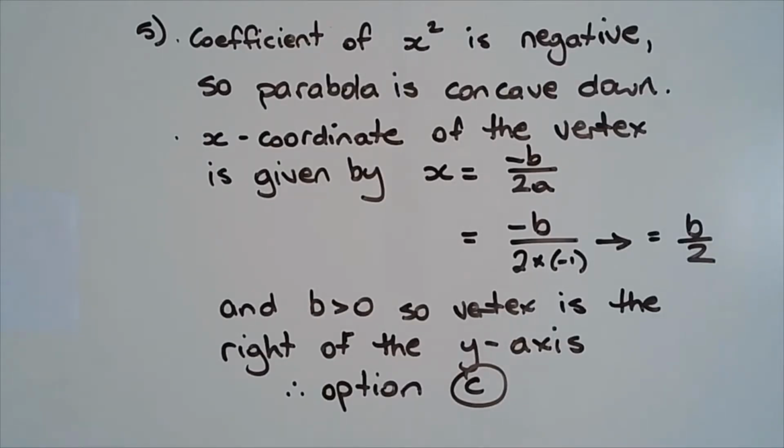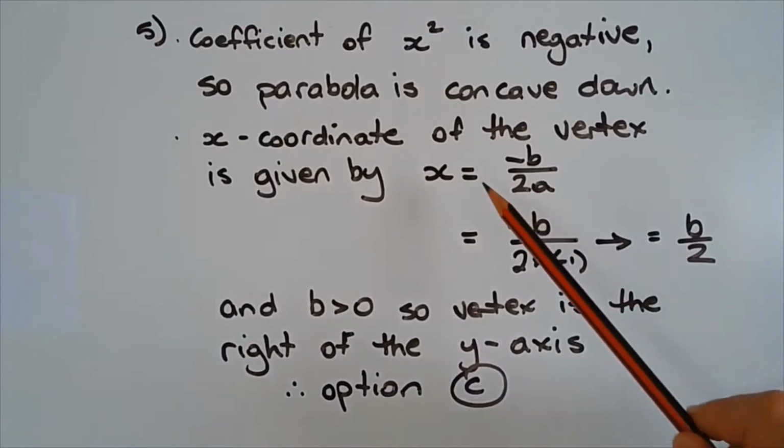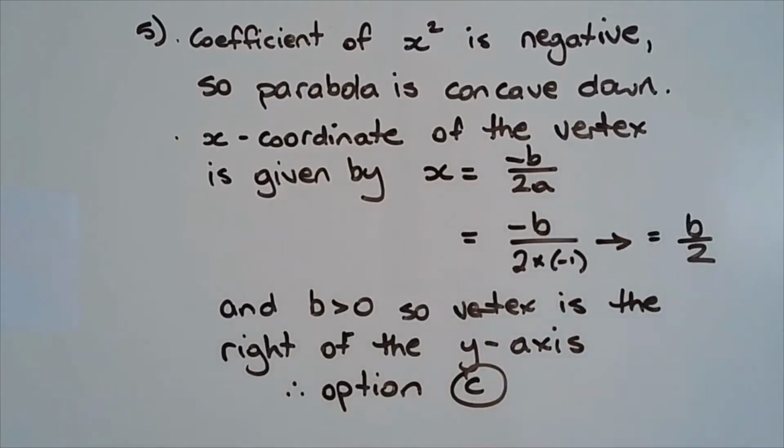Next, we need to determine whether the vertex of the parabola lies to the left-hand side or the right-hand side of the y-axis. And we can use the formula x equals negative b on 2a to help determine that. In this case, x equals negative b over 2 times negative 1, negative 1 being the coefficient of the leading term, and that equals b over 2. But b is greater than 0, so the vertex is to the right of the y-axis. So therefore the answer is option C.